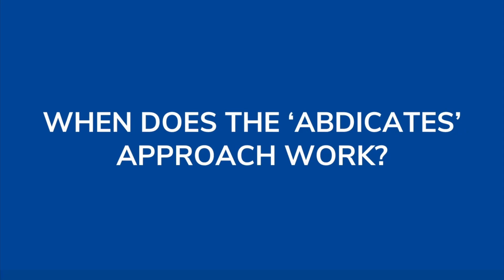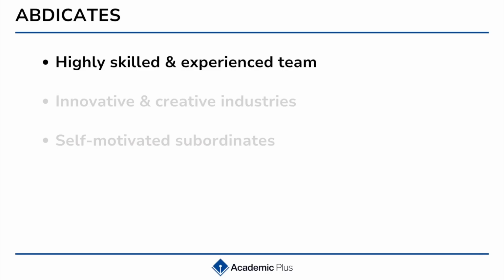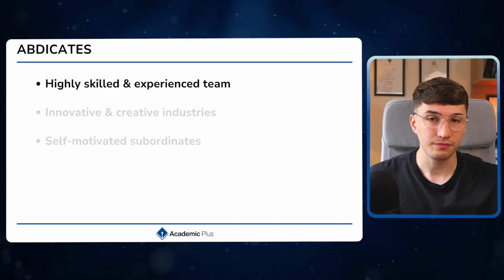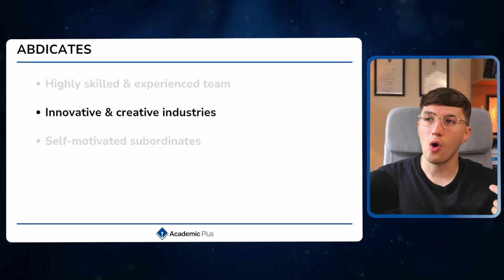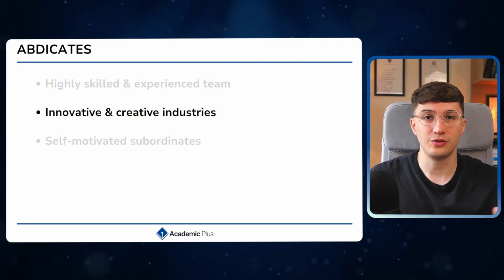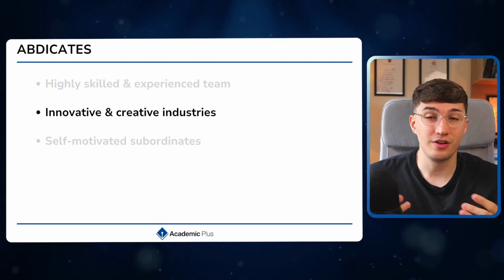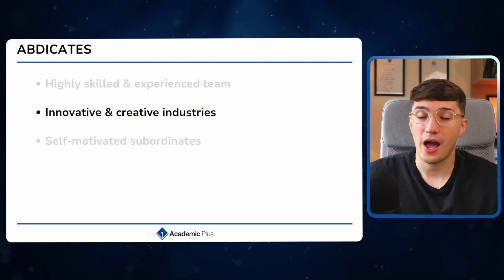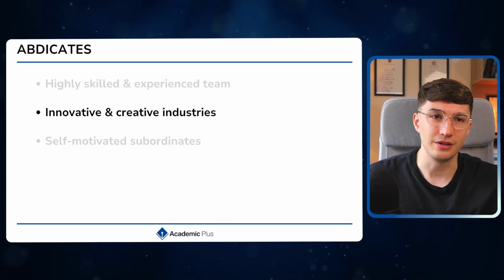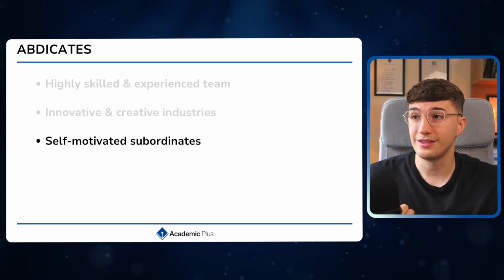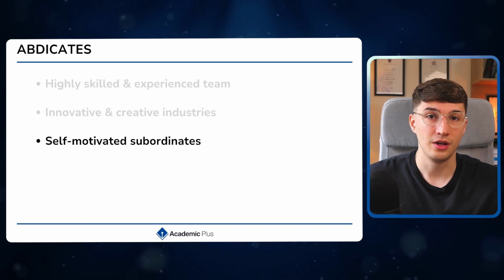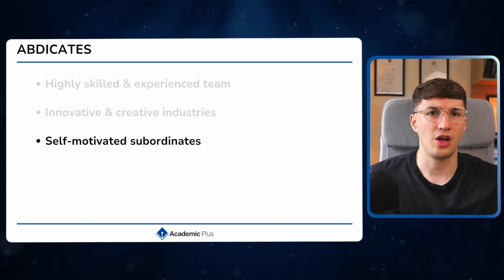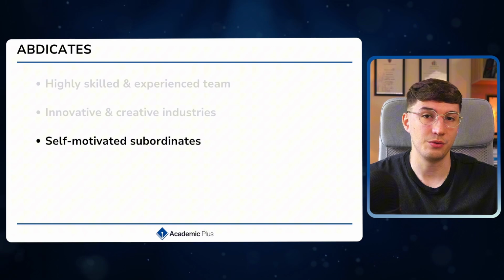Now, you might be asking, when does this abdicate approach work really well? There are a couple of scenarios that we can look into. As we already said, when we have a highly skilled and experienced team, and of course, if we are working in innovative and creative industries where you've got to give your subordinates that level of freedom so they can be creative and try new things. And also, if our team is very self-motivated and doesn't require external or extrinsic motivational methods.